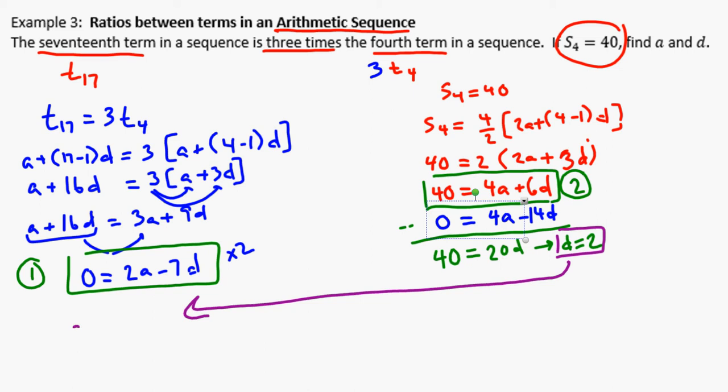So D is equal to 2, so I'm going to have 0 equals 2a minus 7 times 2. This is 14, negative 14, bring the other side, so 14 is equal to 2a. So that means a is equal to 7. And there is my answer. A is equal to 7, D is equal to 2. Done and done. Let's go to the last example.